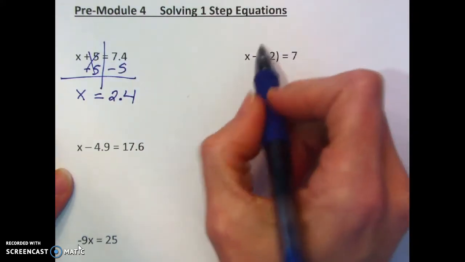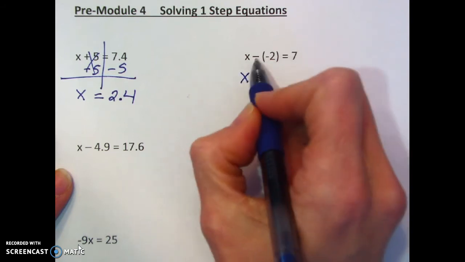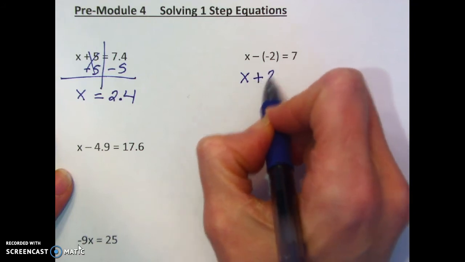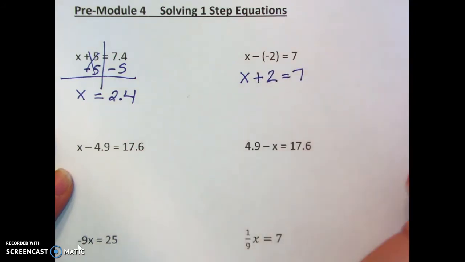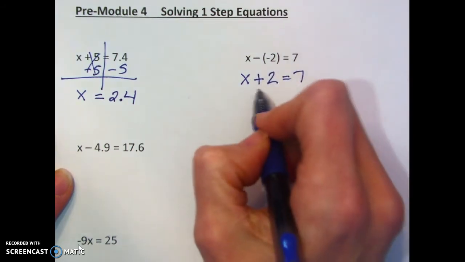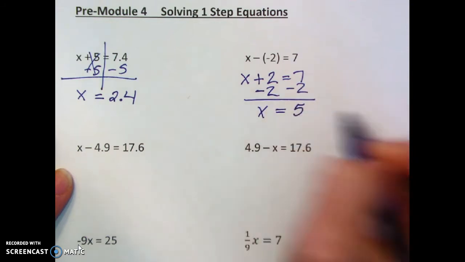Going across here, this says x subtract a negative 2 equals 7. Well, subtracting a negative is the same thing as adding. So we're going to change that problem to x plus 2. And then to solve it, we'll subtract 2 on both sides, which leaves me with 5 for x.